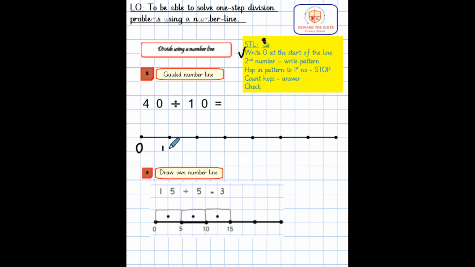0, 10, 20, 30, 40, 50, 60, and 70. We're then going to hop along the number line until we get to our first number. 10, 20, 30, and 40. Once we get to 40, we stop.